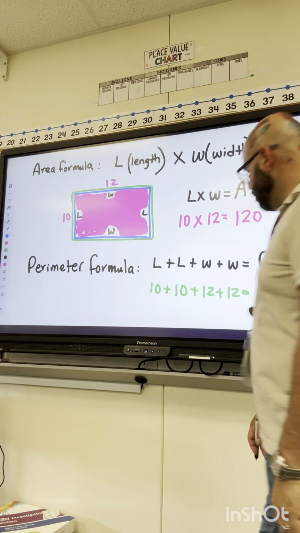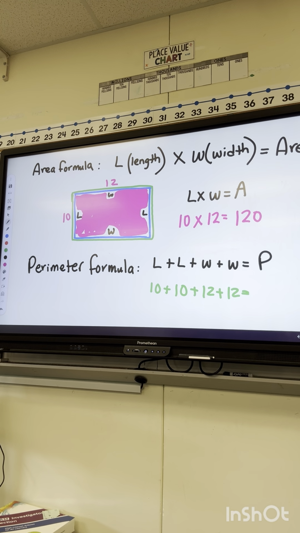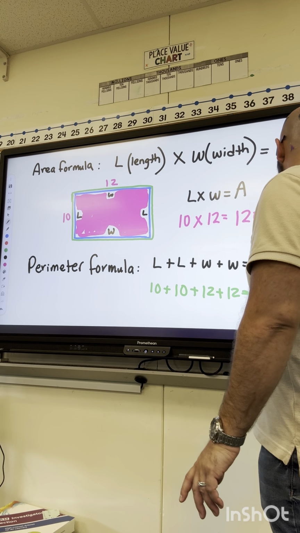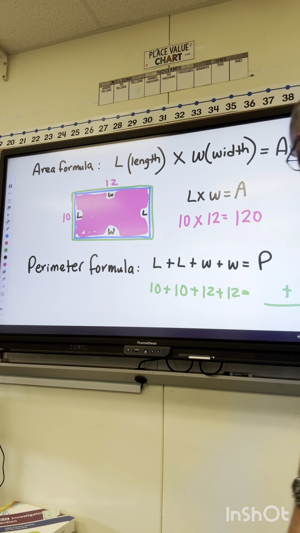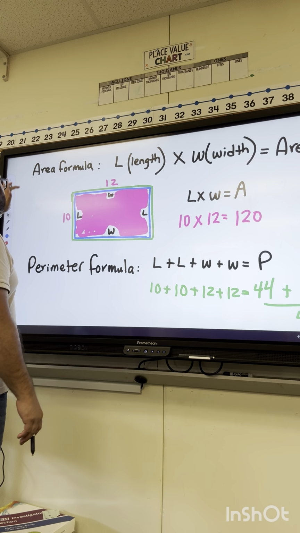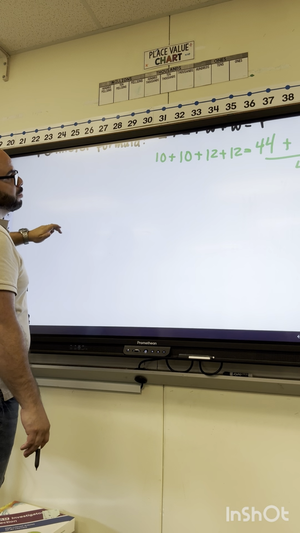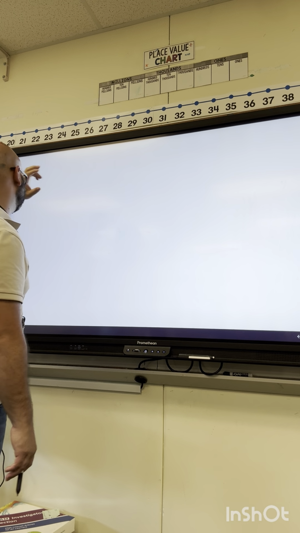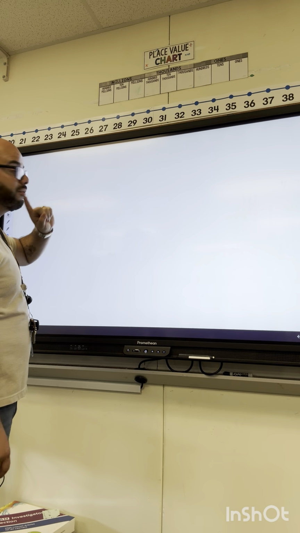Okay? So what's 10 plus 10 plus 12 plus 12? 34. 12 plus 12 plus 10 plus 10. Right? So 2 plus 2 is 4. Then 1, 2, 3, 4 gives you 44. Okay? So your perimeter of this rectangle is 44. Okay? So now I'm gonna give you some rectangles with measurements on them, and you are going to figure the area and perimeter for both.